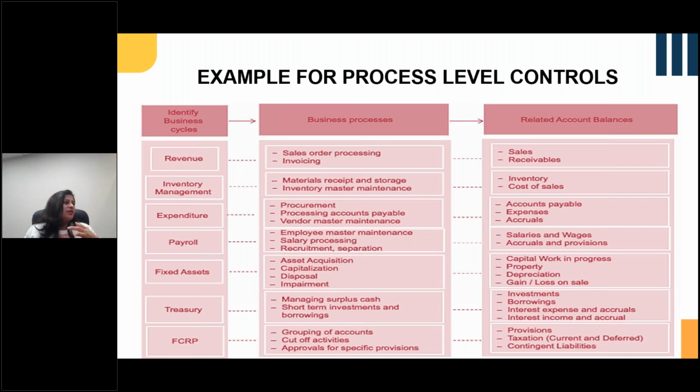Expenditure could be of various types. You have procurement, processing accounts payable, vendor master maintenance, and the related accounts of payables, expenses, and accruals. Payroll has your employee masters, salary processing, recruitment, separation, and T&D processes. Of course, it's hitting salaries and wages accounts, accruals, and provisions. For fixed assets, you will have asset acquisitions, capitalization, disposal, impairments, CWIP. You will have your property accounts, depreciation, and gain or loss on sale. Treasury, I'll let you read the rest. I think it's quite something that all of us work with every day.